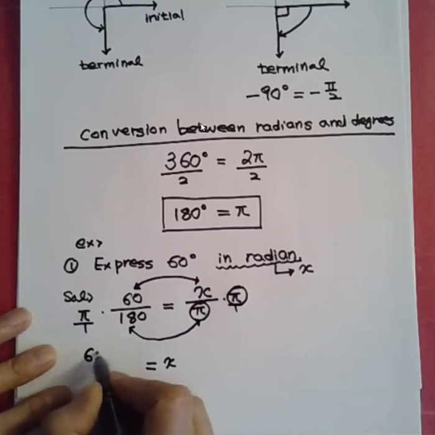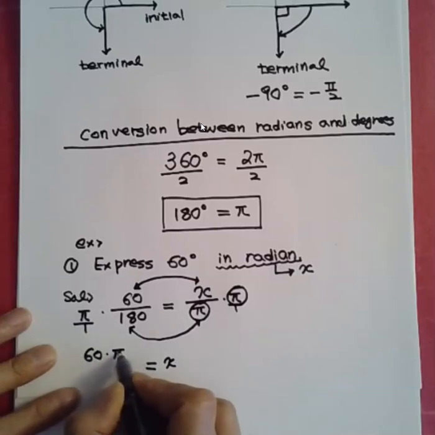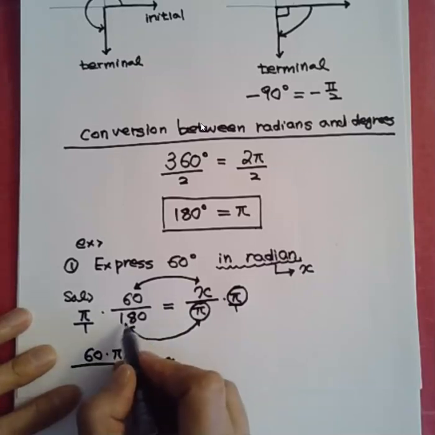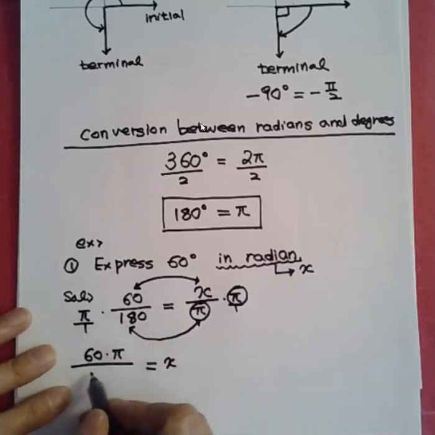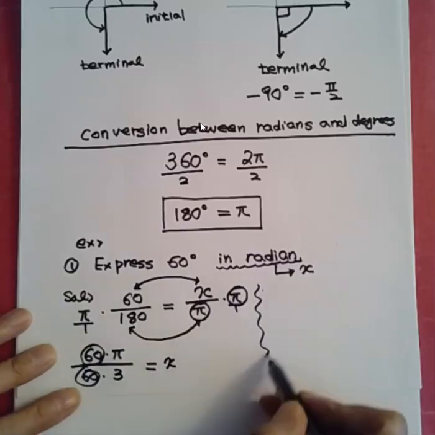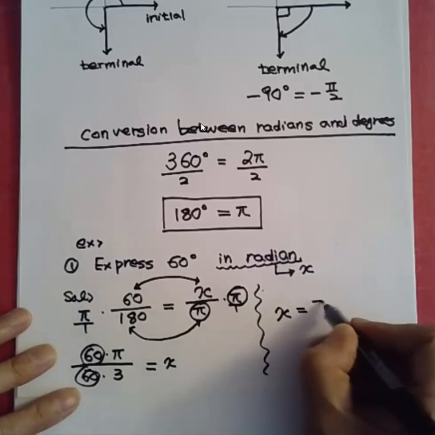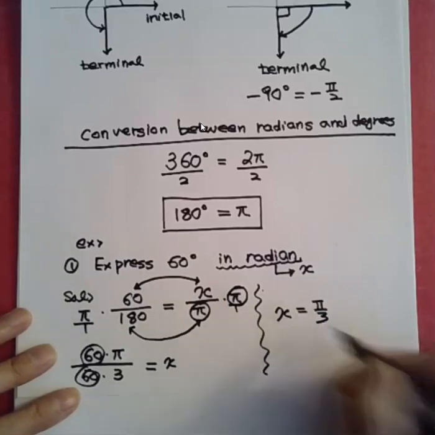and 60 times pi over, we can rewrite 180 as 60 times 3. So this 60 and this 60 will cancel each other. So we are getting x equals pi over 3.